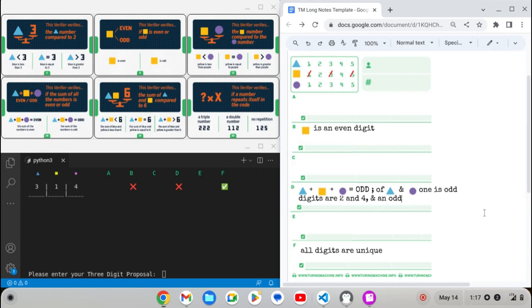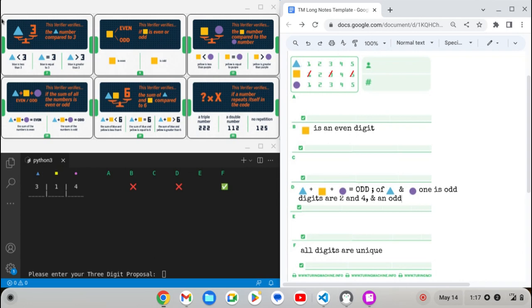So obviously, if square is 2, either triangle or circle has to be 4. If square is 4, then triangle or circle has to be 2, and of course the other one's odd. So that'll help us come up with our second proposal, since we already completed our 3 Turing tests.